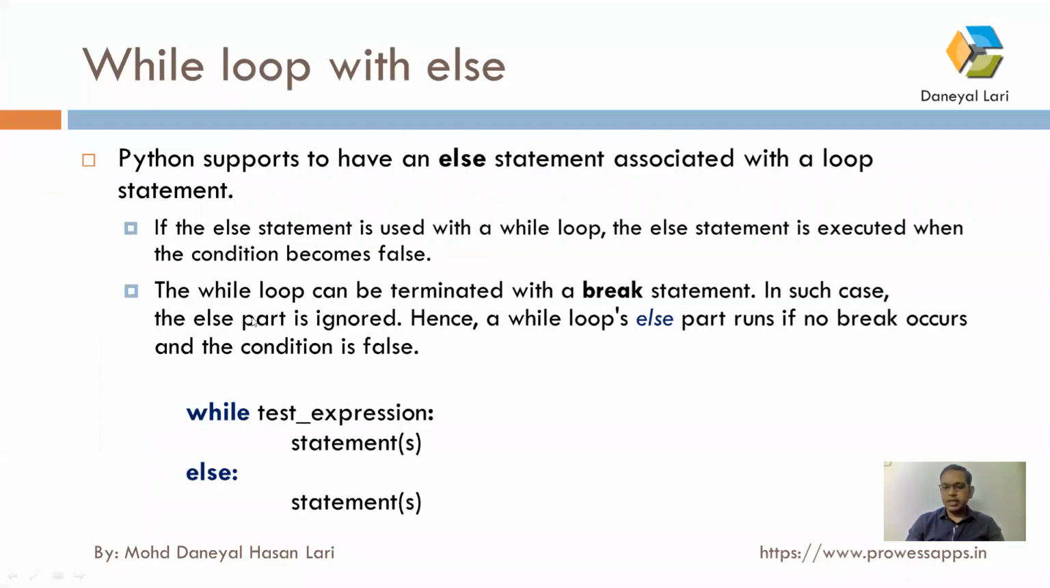Another second point: the while loop can be terminated with a break statement. I'll tell you later what the use of the break statement is, but since we are learning the else part of the while, I'm telling you we can use the break statement. The break statement will terminate the execution of the loop. In such a case, the else part is ignored, so the else part will not execute. Hence, a while loop's else part runs if no break occurs and the condition is false. So if break is not encountered and the condition gets false, then else will execute.